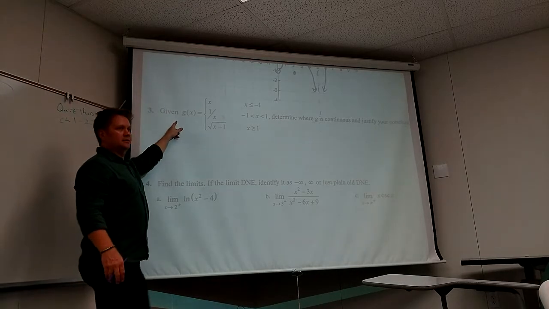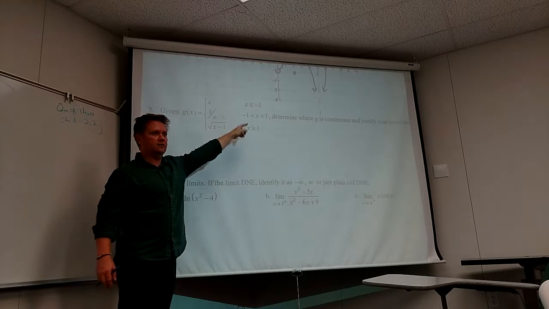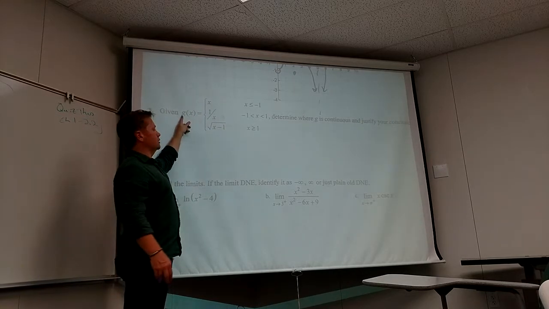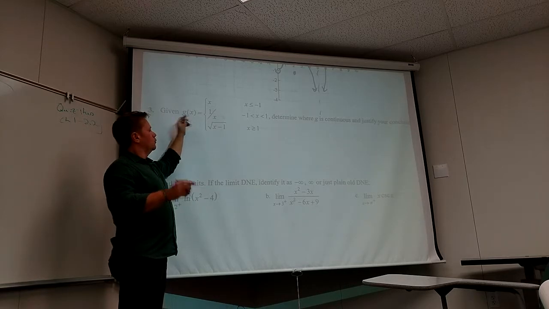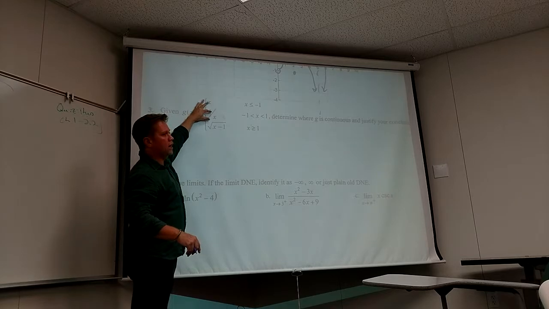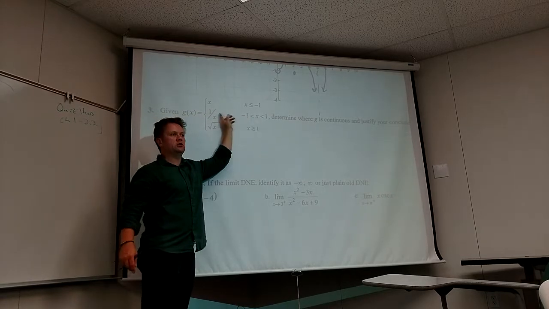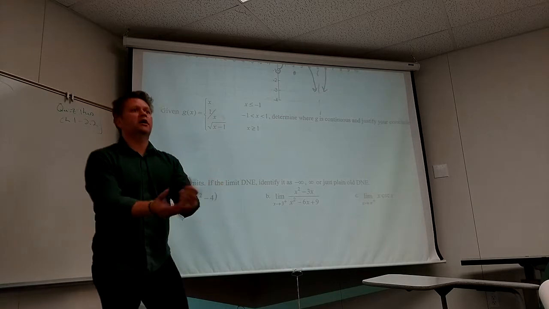g of x is discontinuous at 0 because it's defined with a 1 over x at 0. So g of x, where is it discontinuous? At 0. Where else? Looking at the functions, the only one that has a problem is in that region, so I've got to say it's discontinuous at 0. Where else? There's one other place I've got to check.